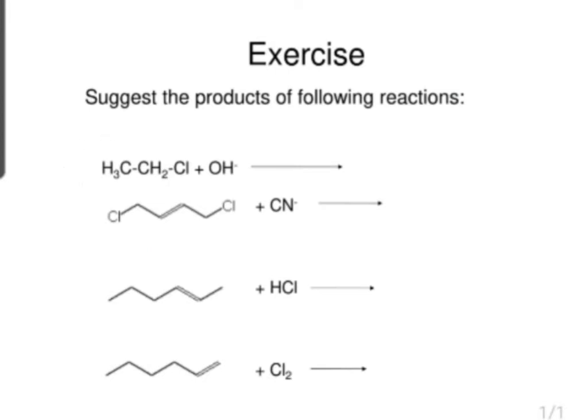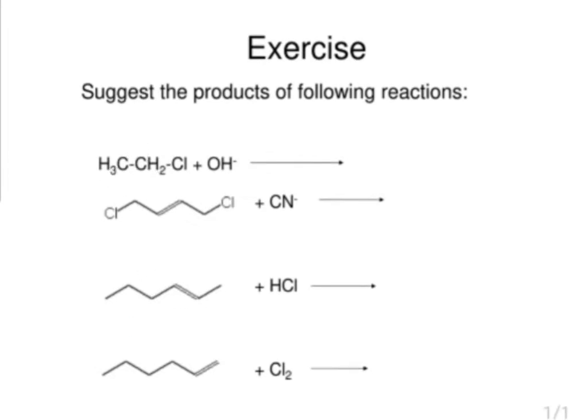So in the first example, we have a haloalkane, which is this one. So we have, for example, this is an alkane because only single bonds, and this is the halogen. And here it's reacting with a nucleophile. So this is a nucleophile. So the first thing to do is to check if we have double bonds or just single bonds, because you know double bonds are normally also attacked.